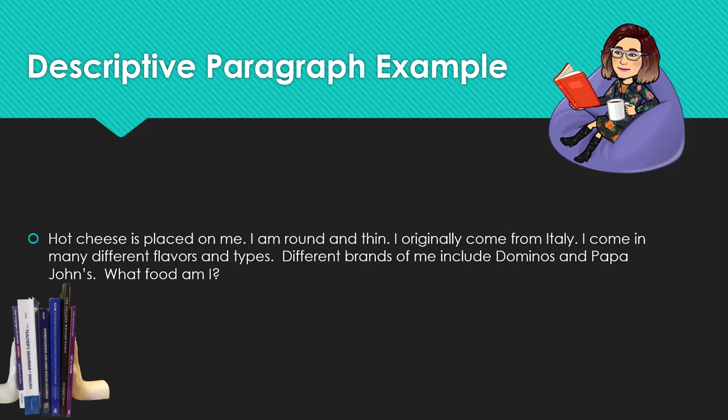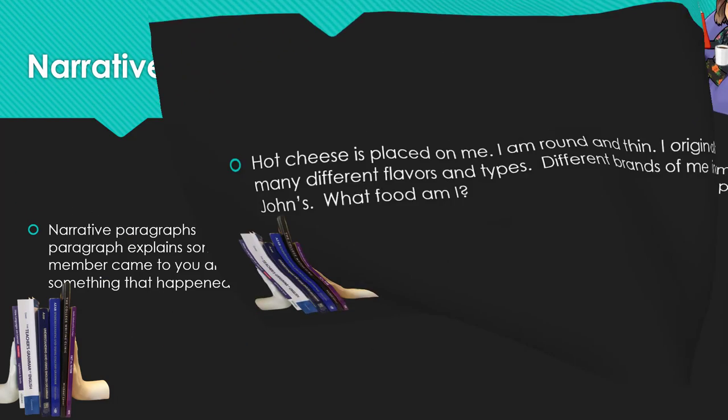So we did a descriptive paragraph during the week 3 forum when we played the food game. So we did personification. Hot cheese is placed on me. I am round and thin. I originally come from Italy. I come in many different flavors and types. Different brands of me include Domino's and Papa John's. What food am I? And so the answer is, he's a pizza. So here you want to describe something and everybody had to guess. That was actually a fun food game that we did.